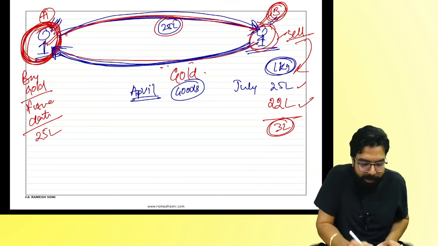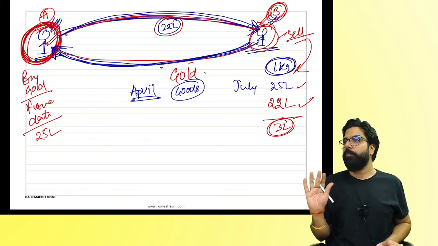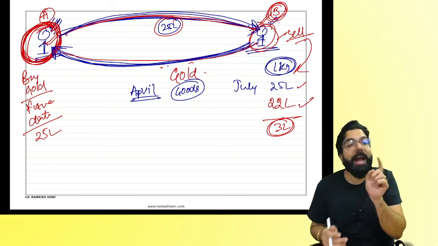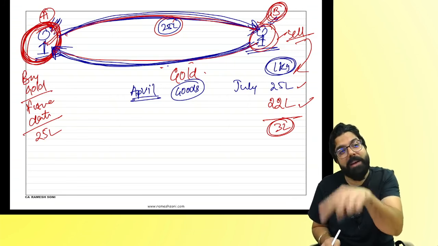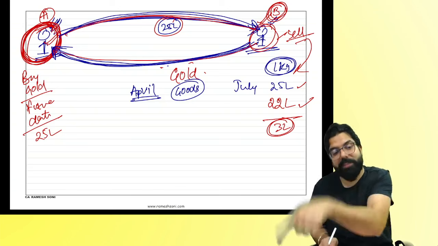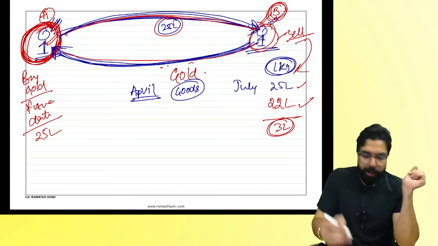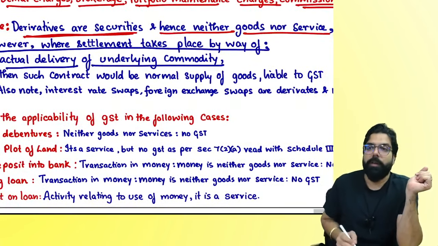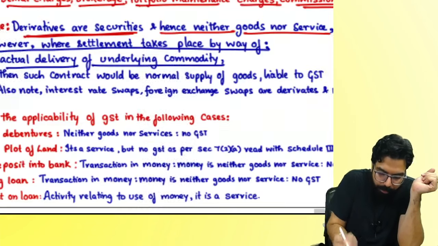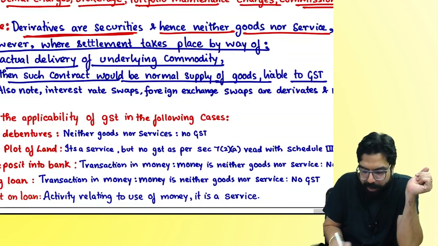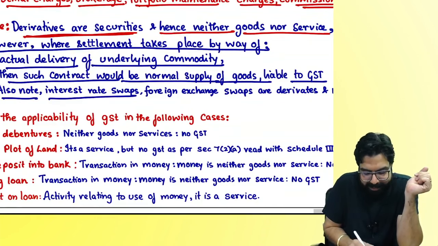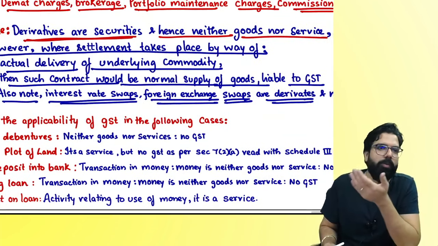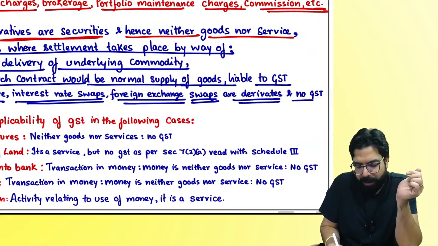Net settlement means he just paid him 3 lakh rupees and the story is over. Whoever is at a loss will pay the money and the story gets over. But if in a derivative contract actual goods move, then is it a derivative which is a security, or is it a supply of goods on which GST will come? It will be a supply of goods. That is what they are saying here, where settlement takes place by way of actual delivery of the commodity. He actually gave him the gold. Such a contract would be a normal supply of goods and liable to GST. Also note, interest rate swaps, foreign exchange swaps, all these swaps are derivatives and there is no GST.